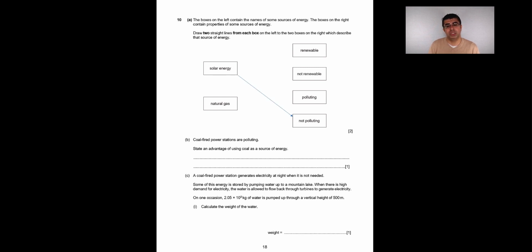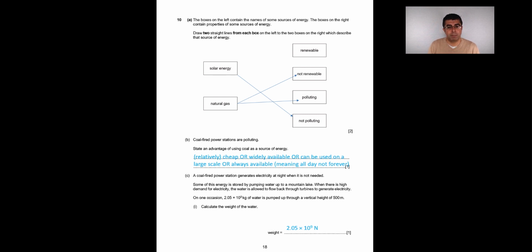So solar energy is not polluting, and natural gas is not renewable. Natural gas is also polluting, and solar energy, missed an arrow there, solar energy is also renewable. Coal-fired power stations are polluting. State an advantage of using coal energy as a source of energy. Well, basically, it's much more efficient. It's easily available. It gives out lots of energy. You could have said many, many things.